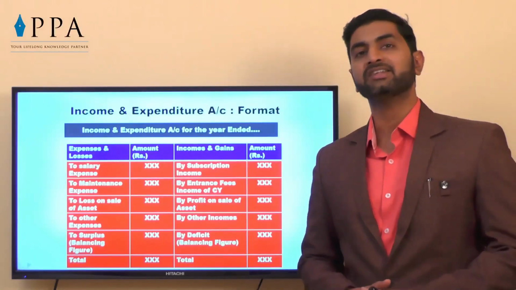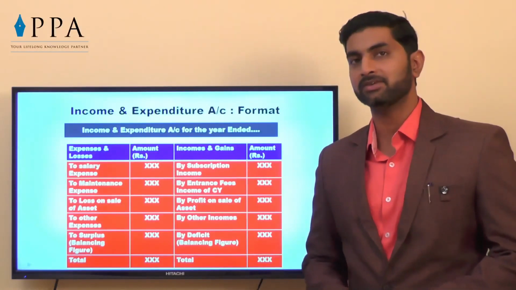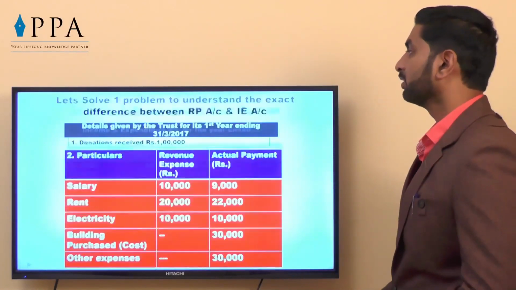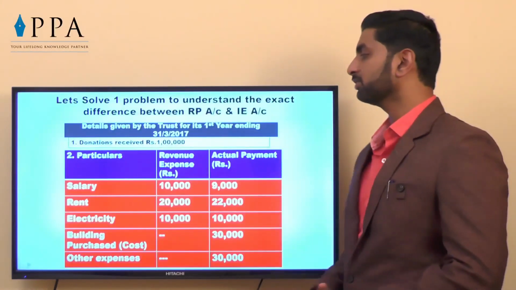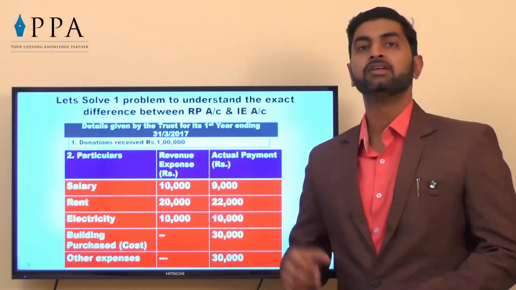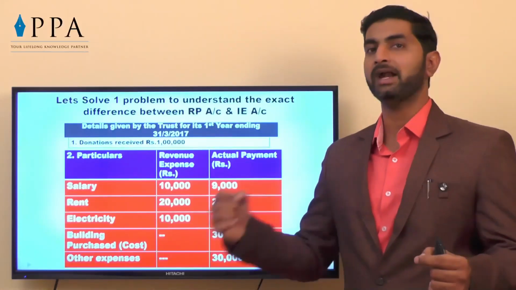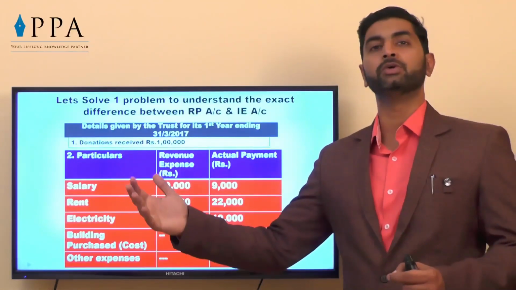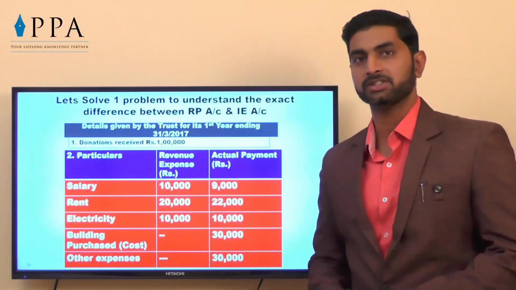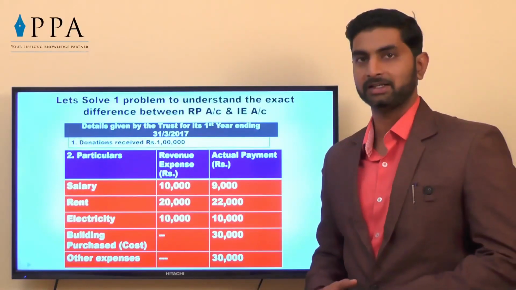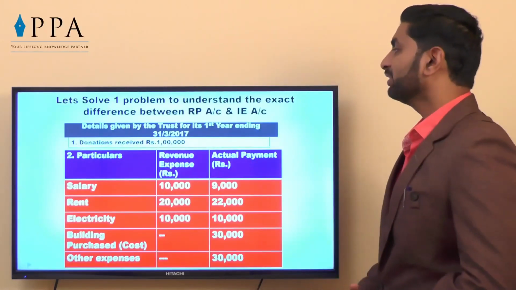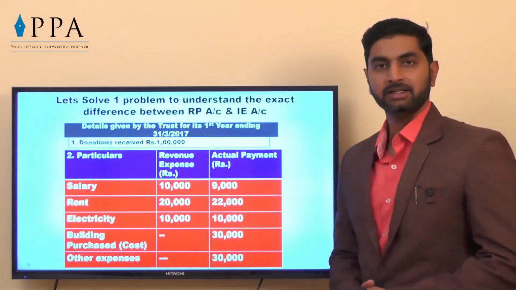I repeat, if you understand it perfectly, you can solve any question in this one. So, to understand it better, we are going to solve this question on paper so that you will exactly get what is the difference between RP account and IE account, and then we will go towards the board examination question. So the topic will be perfectly revised. So, what is given in this question? Let's analyze it in detail first.